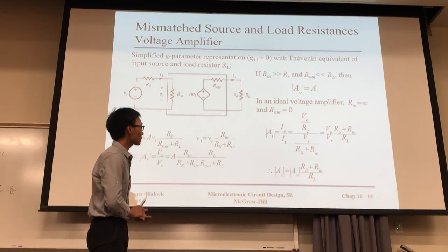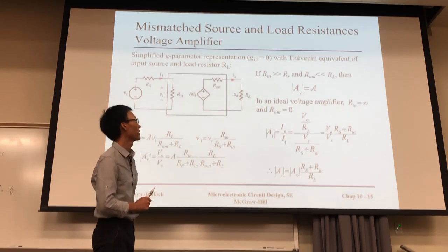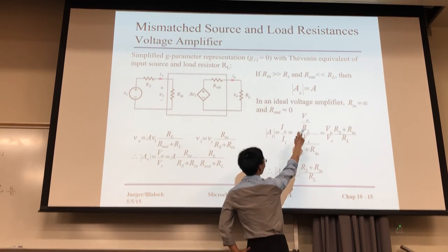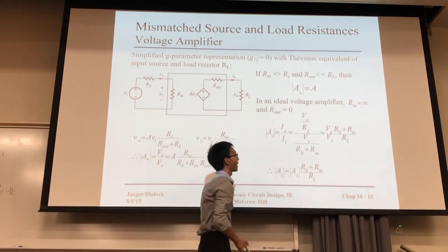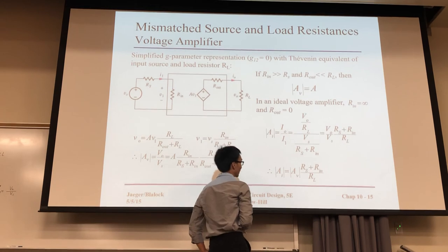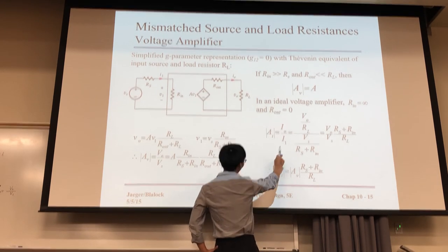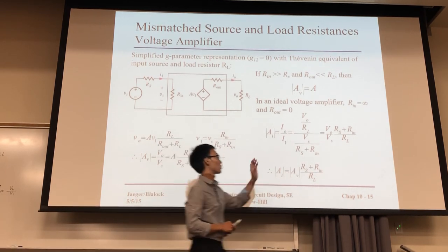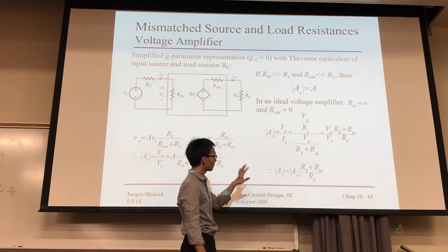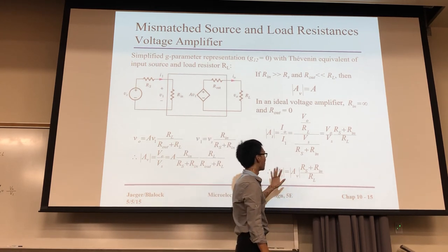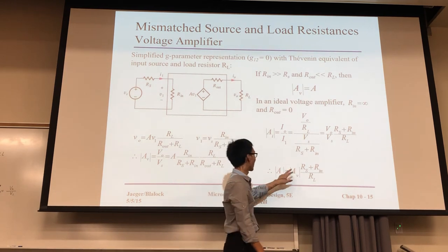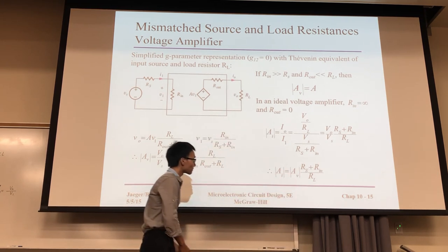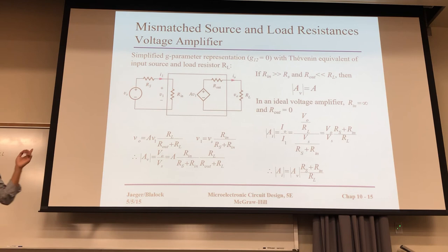And also for the current gain over here, Io over I1, we can calculate Io by dividing Vo by RL, so we have the output current, and we can also calculate the input current by dividing the voltage over the resistances. And we have this equation. So the final current gain over here is this, and the biggest current gain is A times Ri over RL. So do you understand this part?